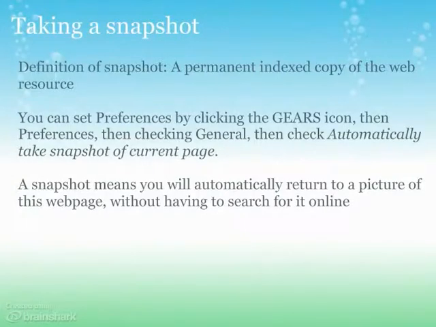Snapshot functionality, as we saw earlier, is the way that you can annotate and highlight your own snapshot of this, but it also creates a possibility for you to click on a link in your collection and go directly back to the web page that you used to create the entry in the first place. So it's kind of a useful function that you'll have to set in your preferences. Again, going back to the gears icon, preferences, general, and then automatically take snapshot of current page. Very useful feature.